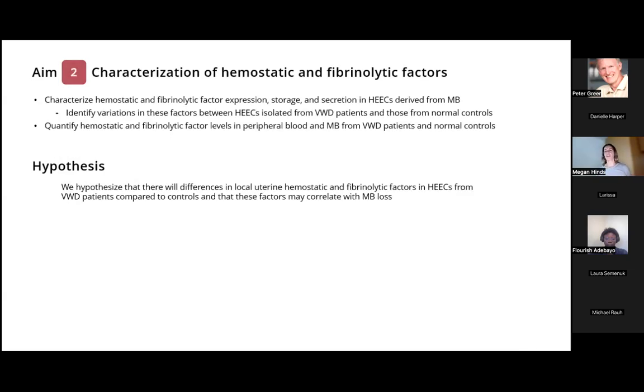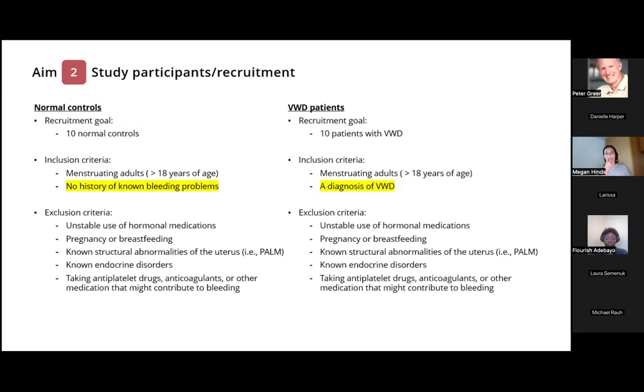We'll see. And then briefly for Aim 2, so Aim 2 again is to characterize the hemostatic and fibrinolytic factor expression, storage, and secretion in HEECs derived from menstrual blood. And so we're looking to identify variations in these factors between HEECs isolated from VWD patients and those in normal controls. And so we obviously hypothesize there will be differences in local uterine hemostatic and fibrinolytic factors in HEECs from these patients compared to controls.